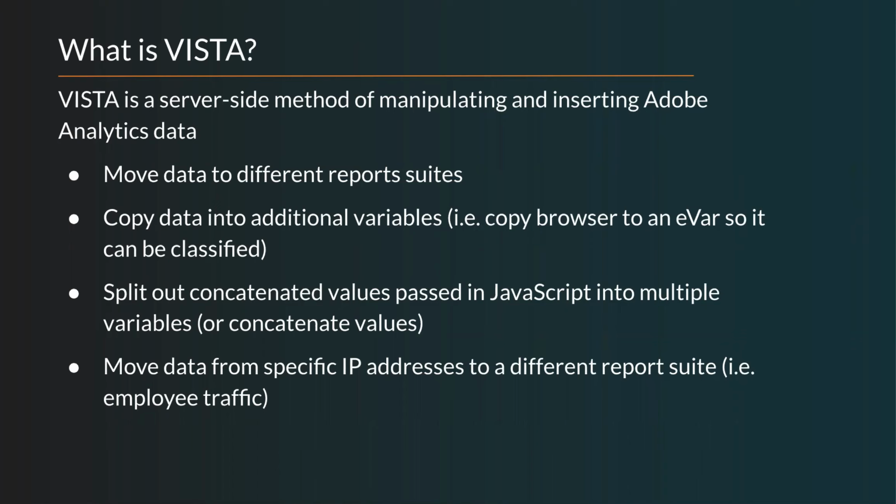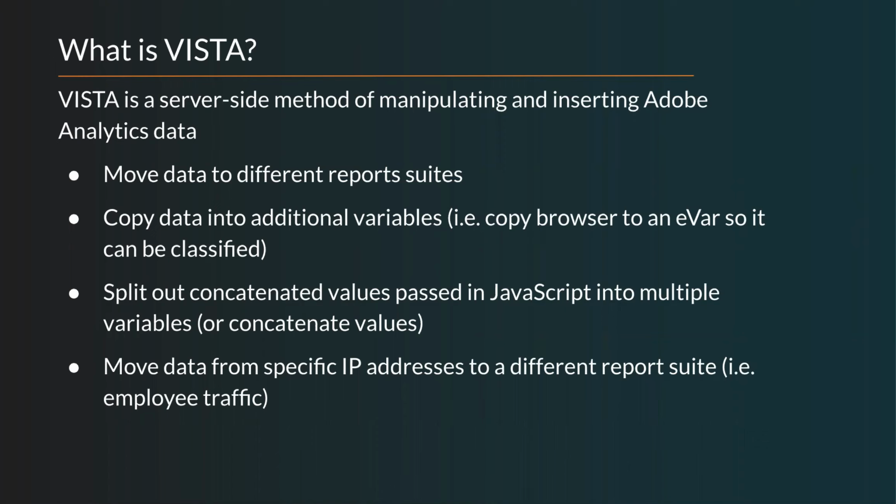And then in the old days, we might use VISTA rules to look at IP addresses and either discard the data, or if it's an IP range that has to do with our employees, we might use a VISTA rule to move employee traffic to a different report suite. So in many cases, we're basically using VISTA to look at the data that's coming in, server side, make a decision what we want to do with that, and either modify it, move it, copy it, and so on.